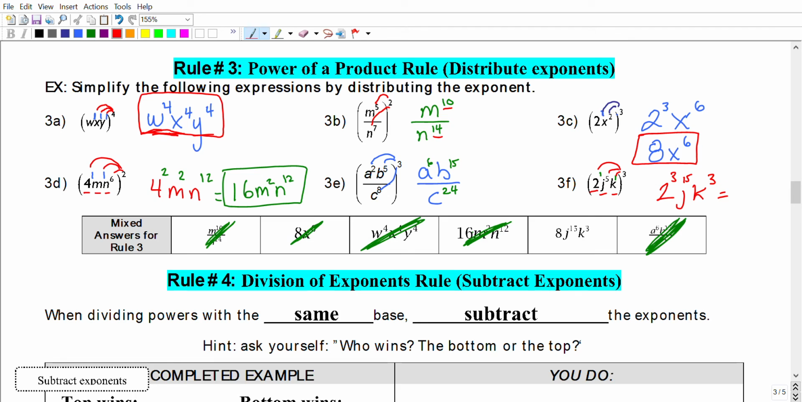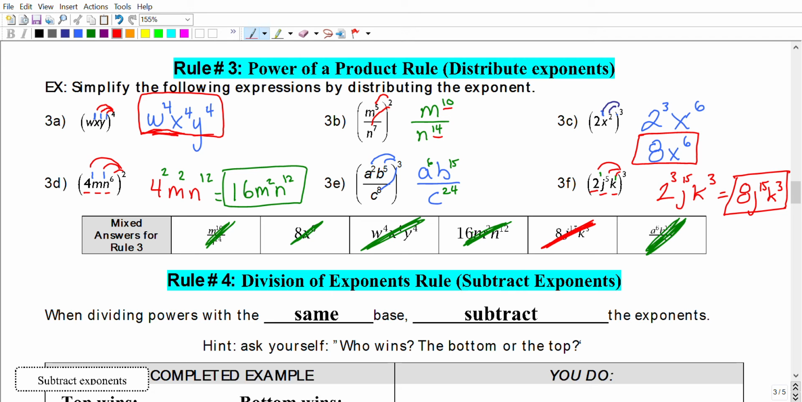I can go one step further. Again, 2 to the third we already talked about. That's just 8. J to the 15th. K to the third. Is that one of our answers? Yes, it is. It's right there. That is what's called the power of a product rule.